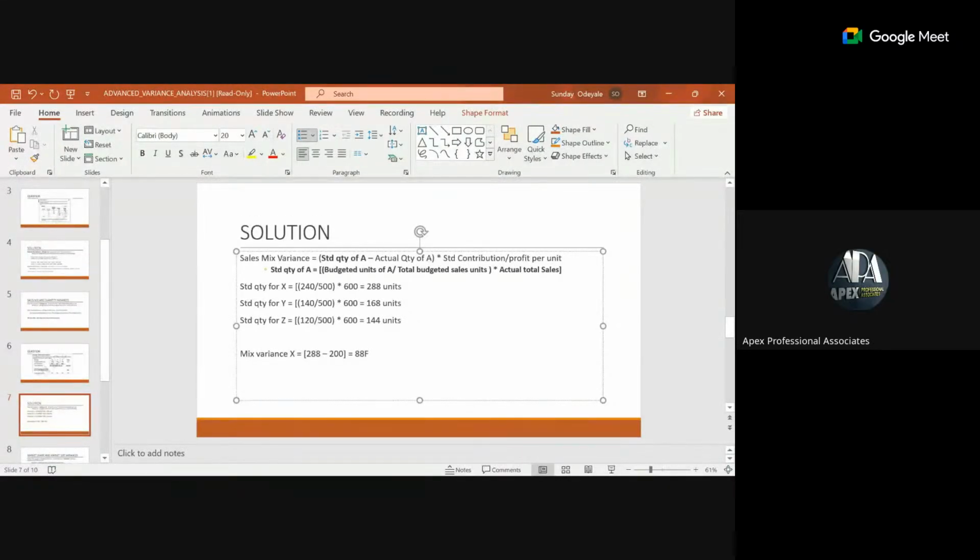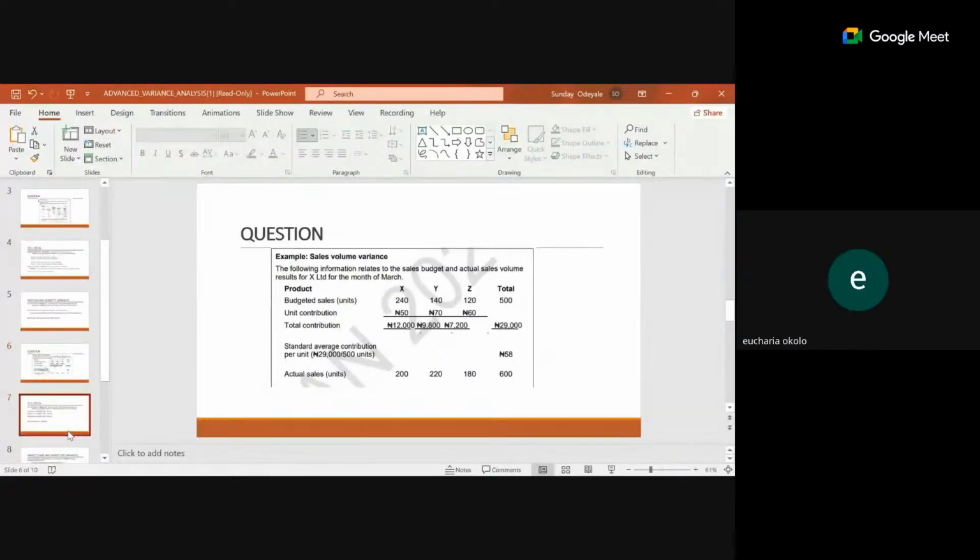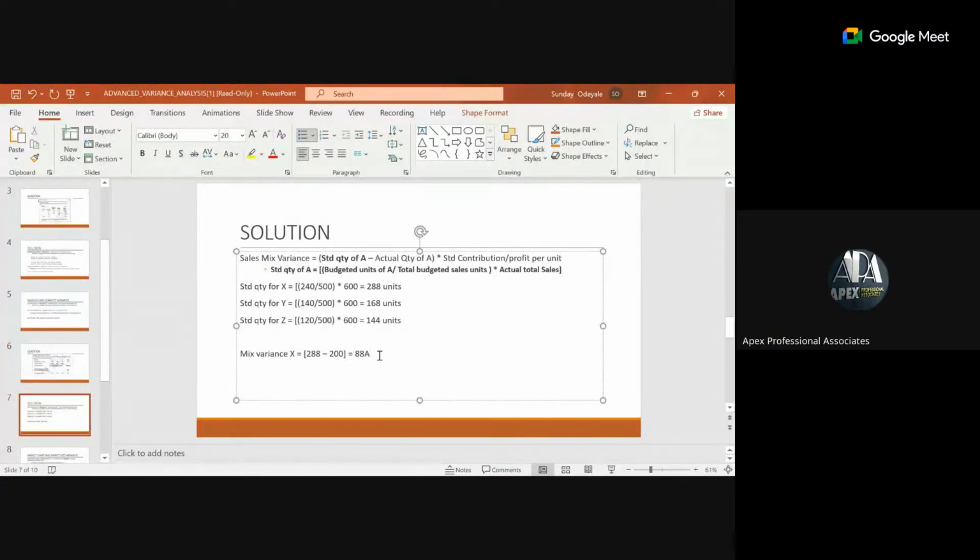Now don't forget, this is sales. We are not dealing with material. Assuming we are dealing with material, this would have been favorable because you did 200 when you're supposed to do 288. But for sales, you sold 200 when you were supposed to sell 288. It is definitely an adverse. So we keep that as adverse.